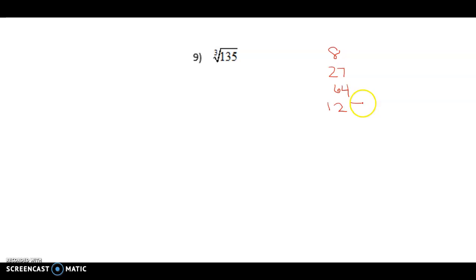Now what we're trying to do is find the largest perfect cube that divides evenly into 135. Well, it's an odd number, so it's not going to be divisible by an even number. So I'm going to do 135 divided by 27, and I get 5. So I can rewrite the cube root of 135 as the cube root of 27 times 5. What happens then is the cube root of 27 is 3. And we end up with 3 times the cube root of 5.